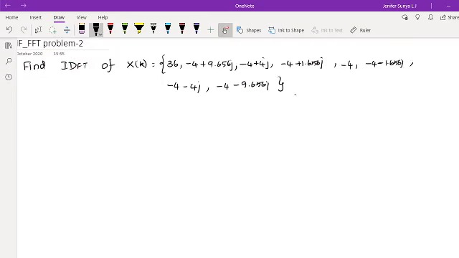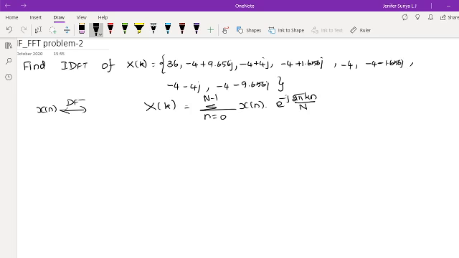In this video, I'm going to explain the IDFT computations using the DIT FFT algorithm. First, I'm going to define the DFT: X of k is equal to summation n equals 0 to N minus 1 x of n into e power minus j 2 pi k n by N. Here, the DFT of x of n will give X of k.